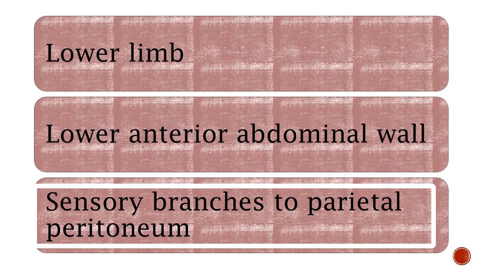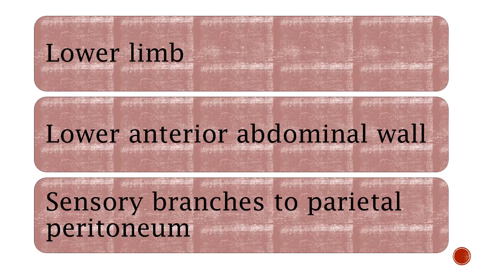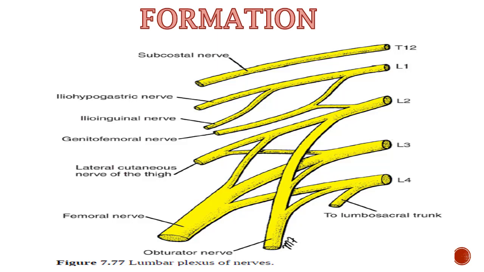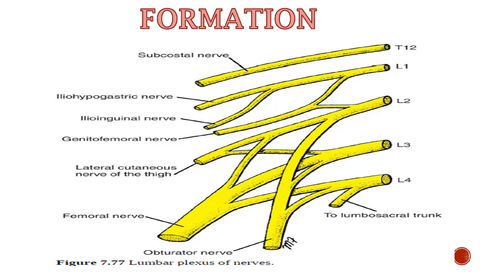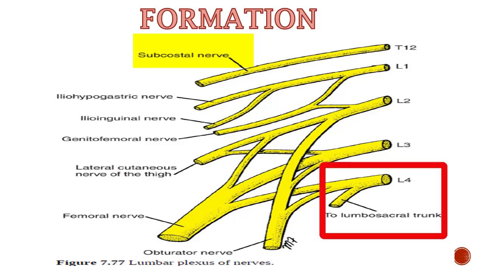So after covering the anatomical location and the area supplied by the lumbar plexus, now I will tell you about its formation, how it's being formed. The lumbar plexus is formed by the anterior rami of L1, L2, L3 and L4 spinal nerves. Besides these four lumbar spinal nerves that I have mentioned, it also receives contribution from the T12 nerve, that is mentioned over here as the subcostal nerve. And remember, the fourth lumbar nerve also gives contribution to a lumbosacral trunk, and the lumbosacral trunk will further take part in the formation of a sacral plexus.